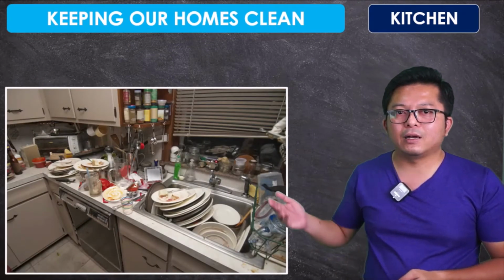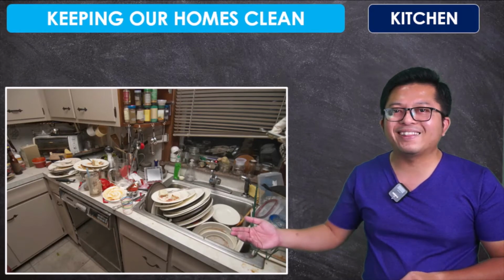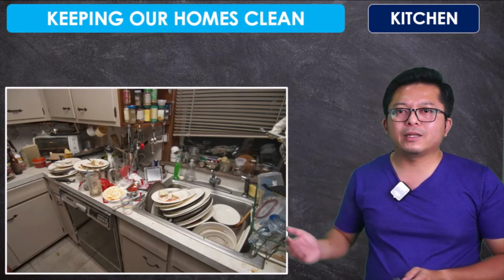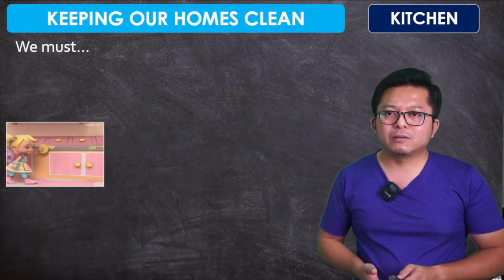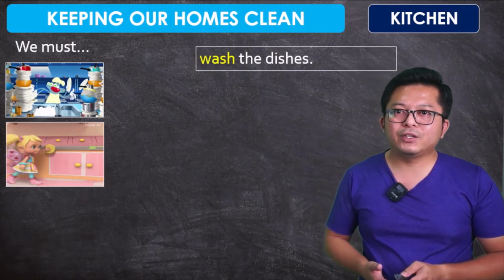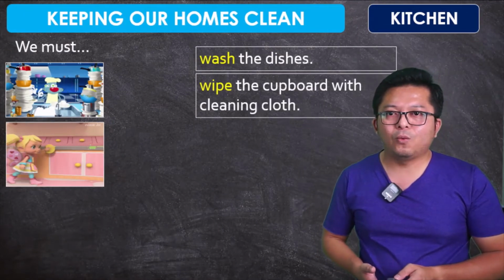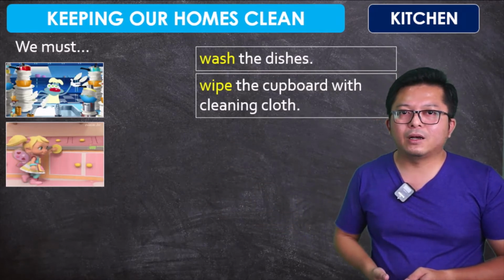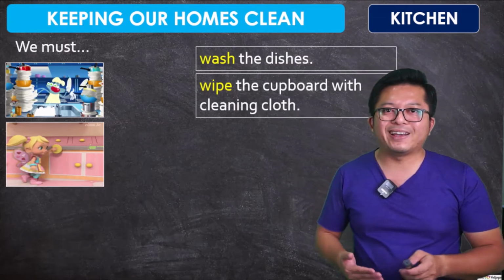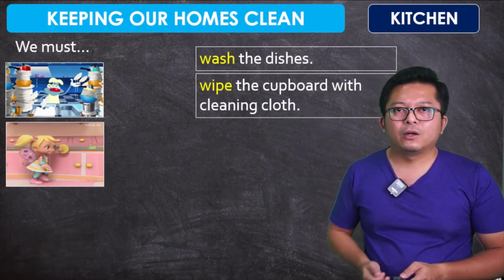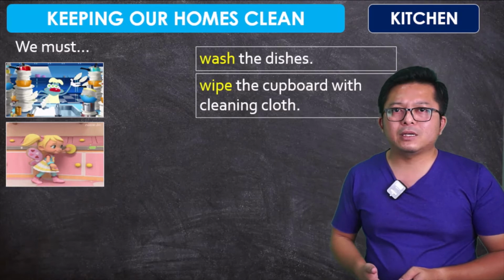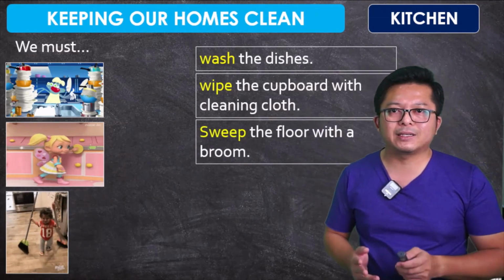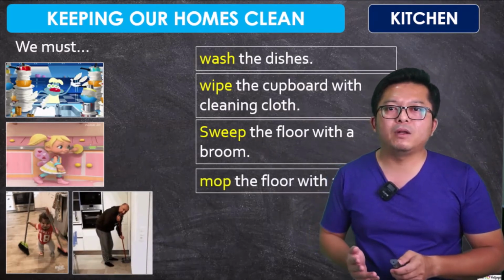Now this is a dirty kitchen, a messy and dirty kitchen. Now what must we do to keep our kitchen clean? We must wash the dishes, of course, and then wipe. Here, second picture, wipe the cupboard with a cleaning cloth so it's clean, not wet, not oily, not messy. And then we sweep the floor with a broom. Excellent. And then we must mop the floor.